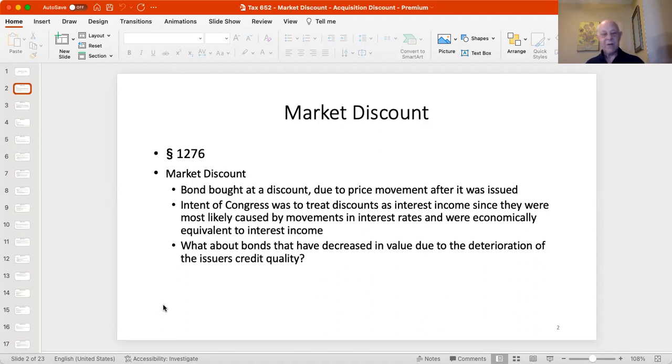When we go to the end, I'm going to tell you a practical rule that the accounting firms and law firms have adopted, and the IRS, to my knowledge, hasn't contested. So we'll see what they do, how people are dealing with bonds that have really gone down by a lot because of the issuer's credit quality dropping.